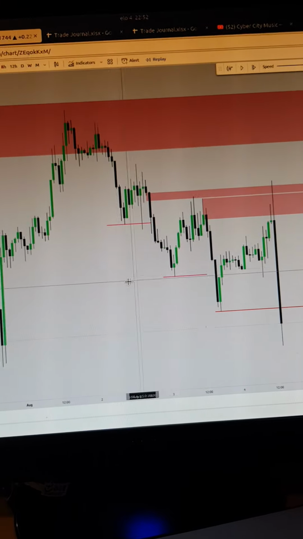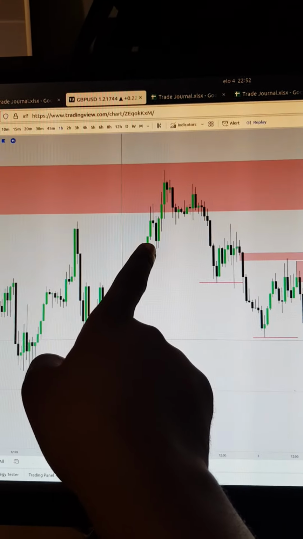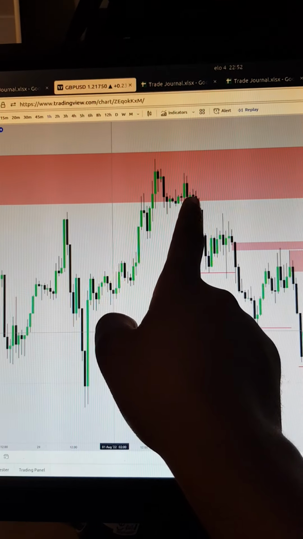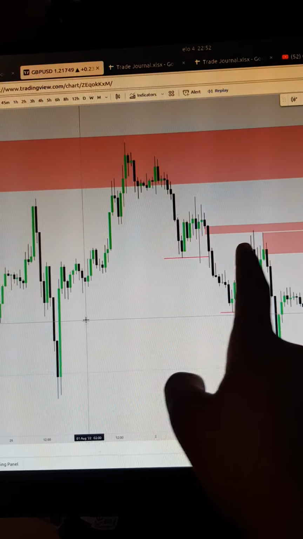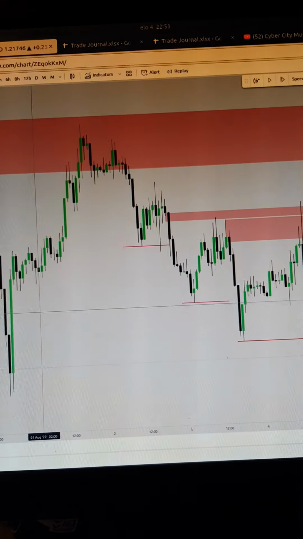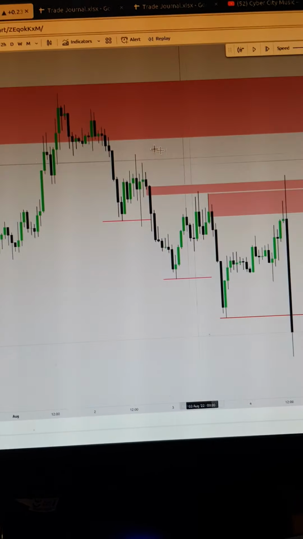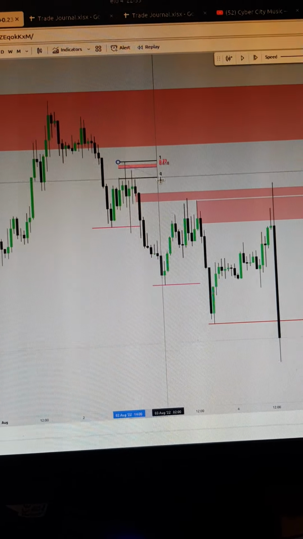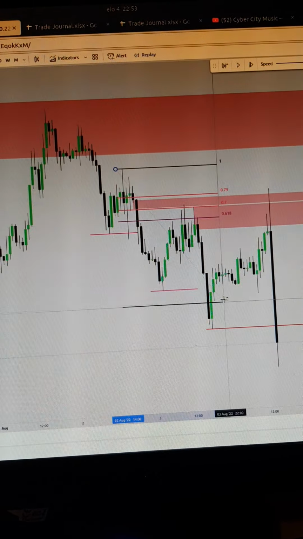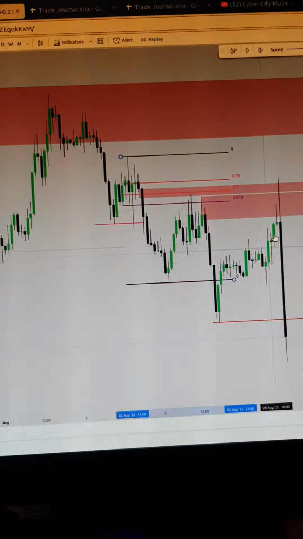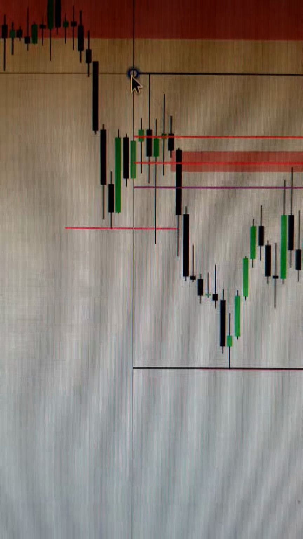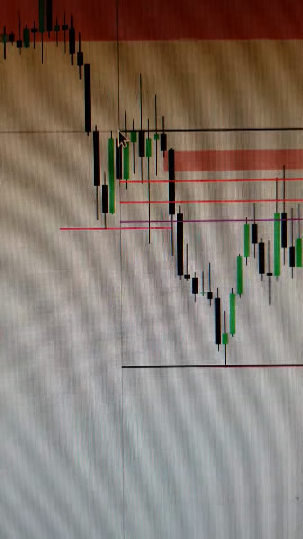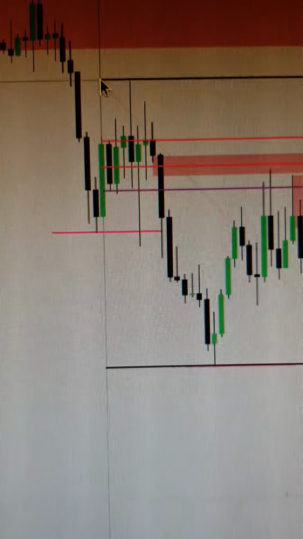Now you can see the clear picture. Price took out this short-term low, price came back, price broke this low. This is the trade I took yesterday. If I put a fib from the high to the low, I know ICT teaches not to use the wicks, only the candlesticks. I prefer using the wicks.